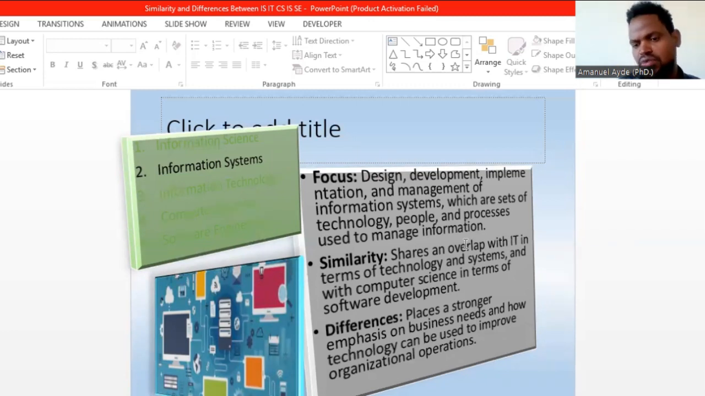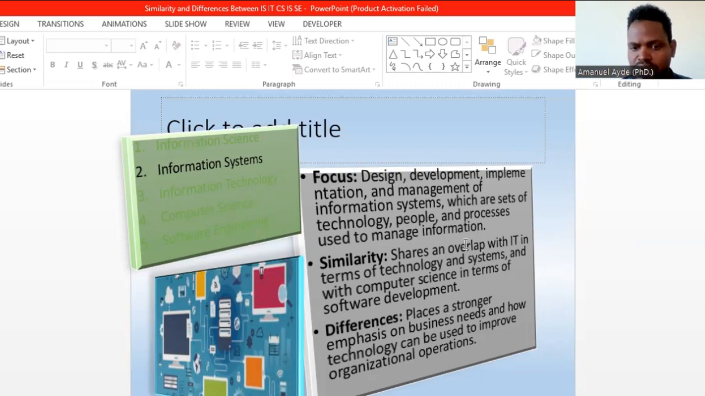The other point is similarity. What makes information system similar to other subjects? It overlaps with IT in terms of technology and systems, because even though it is information system, it uses technology. It also overlaps with computer science in terms of software development, because information systems can develop some kind of software. So there is similarity. What makes it different?